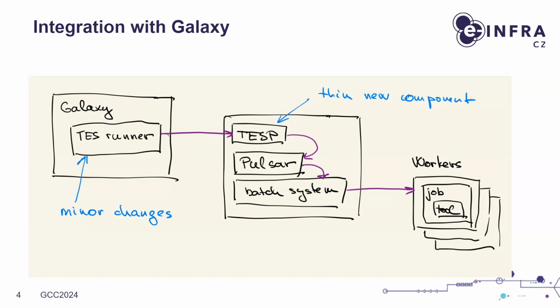Then we wrapped Pulsar with the implementation of the TES interface, which is quite a lightweight component. And its only task is transforming the definition of the job submission in the TES standard to the command that the Pulsar interface understands, and everything else is unchanged. It just goes down through the batch system. So it's executed on the kernel.